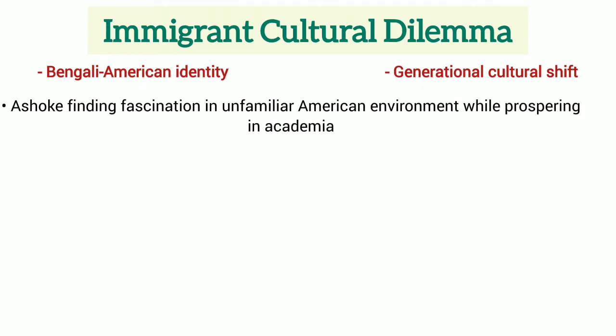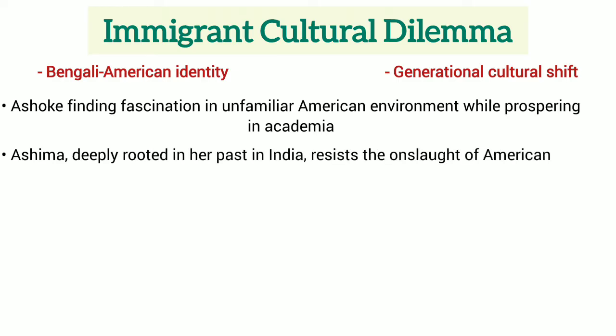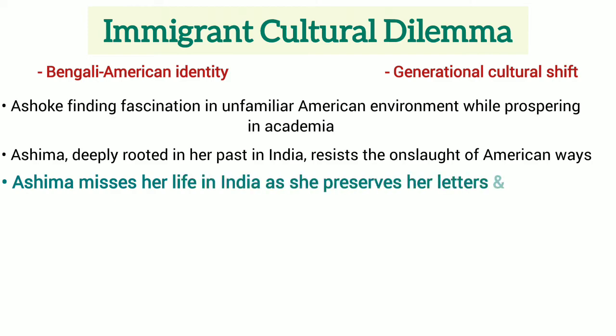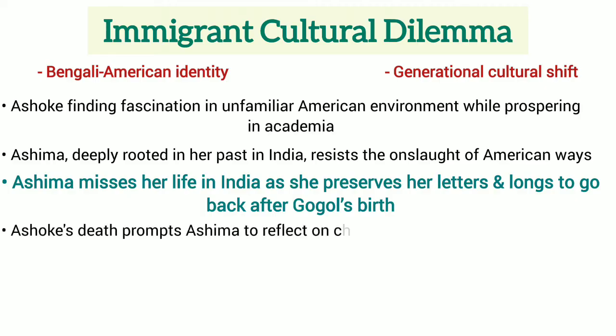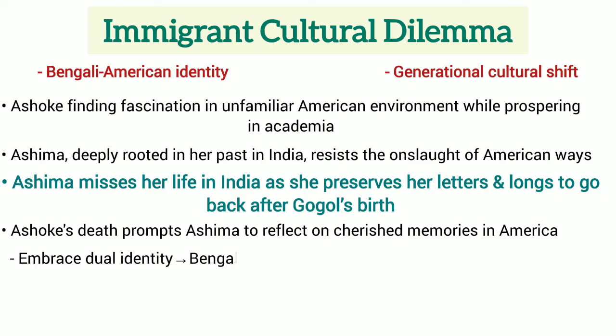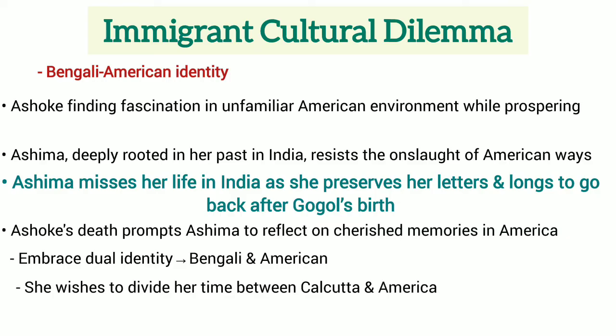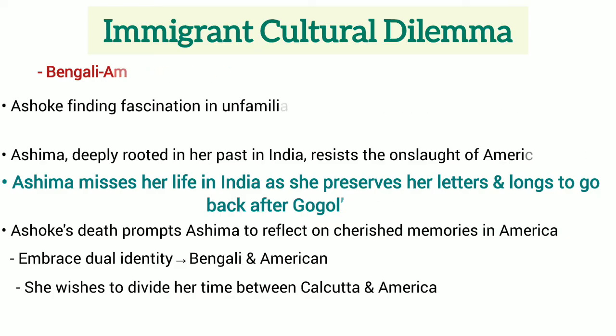On the other hand, Ashima, deeply rooted in her past in India, resists the onslaught of American ways. Ashima misses her life in India as she preserves her letters and longs to go back after Gogol's birth. She finds Massachusetts cold, alienated and lonely, struggling to comprehend local conventions. Ashok's death prompts her to reflect on cherished memories in America, leading her to embrace a dual identity, simultaneously Bengali and American. By the novel's end, she wishes to divide her time between Calcutta and America.